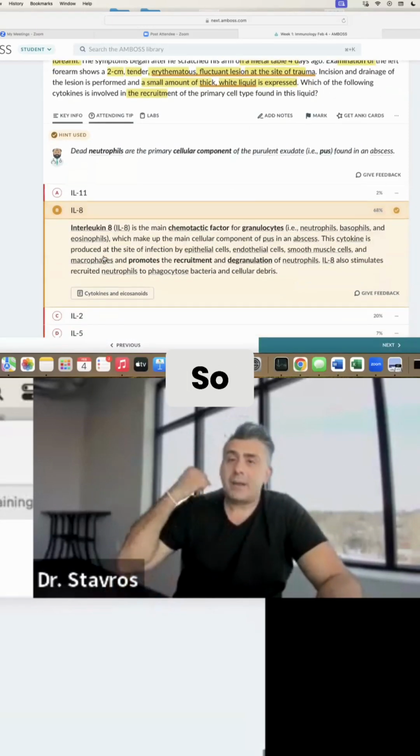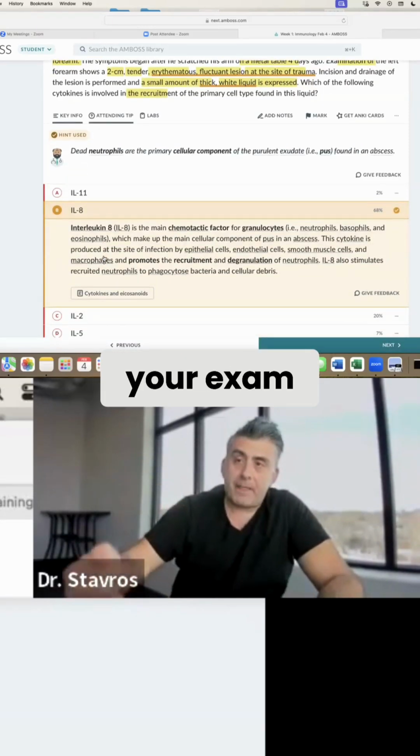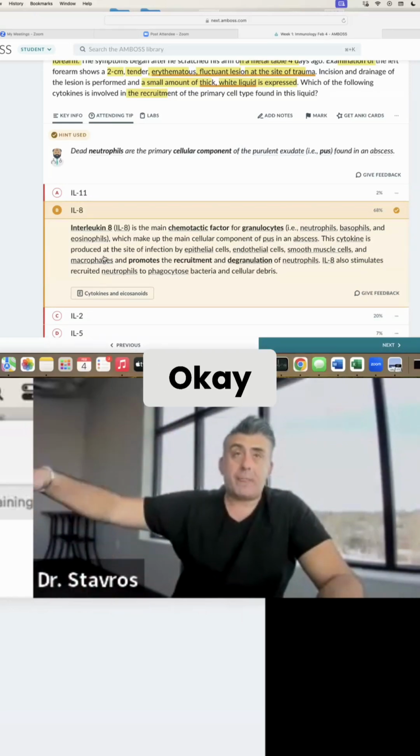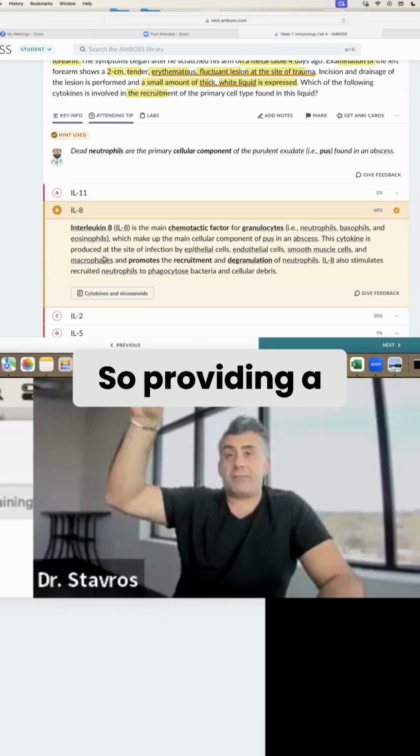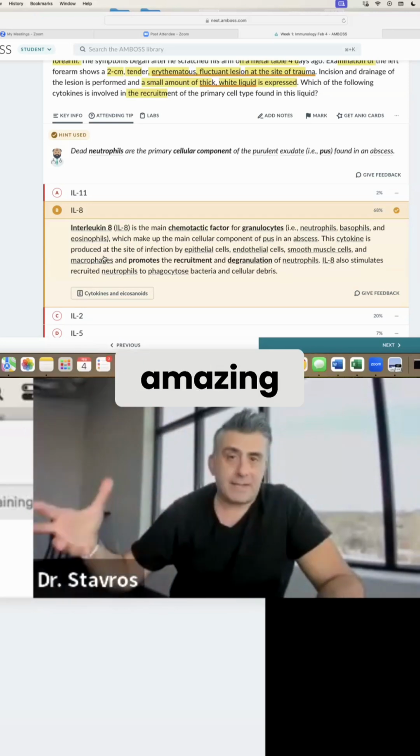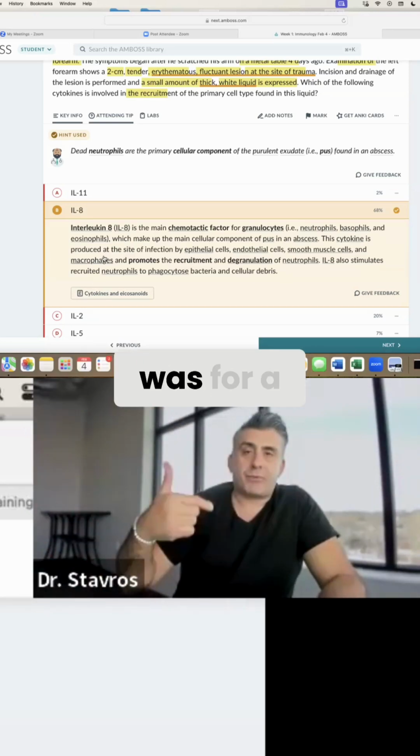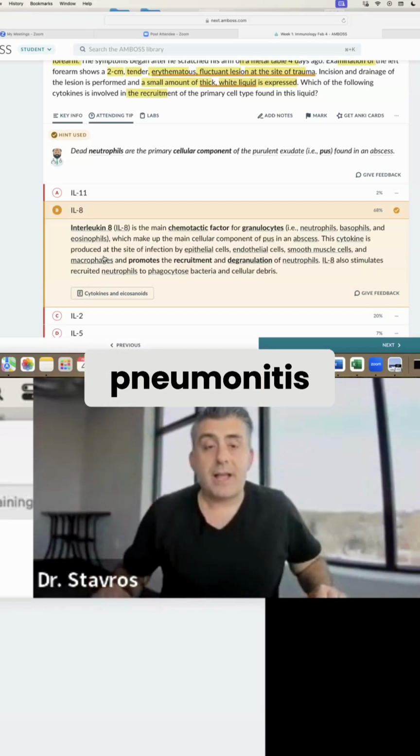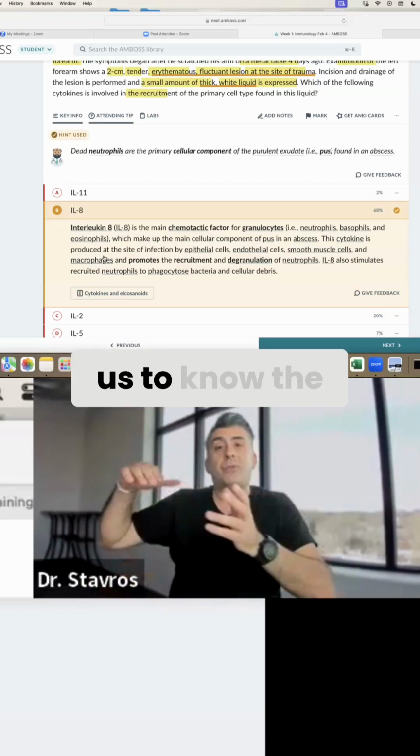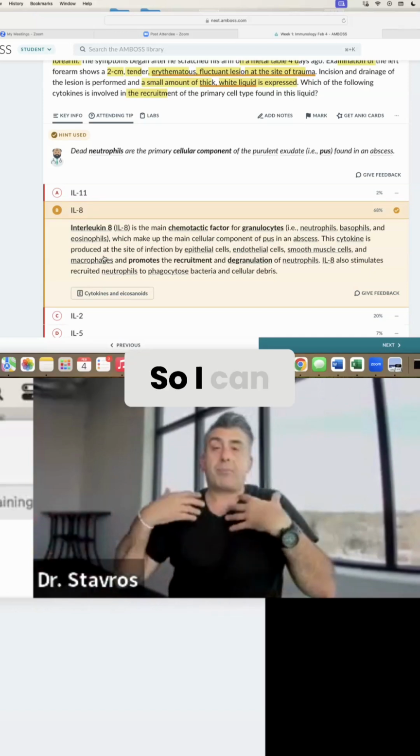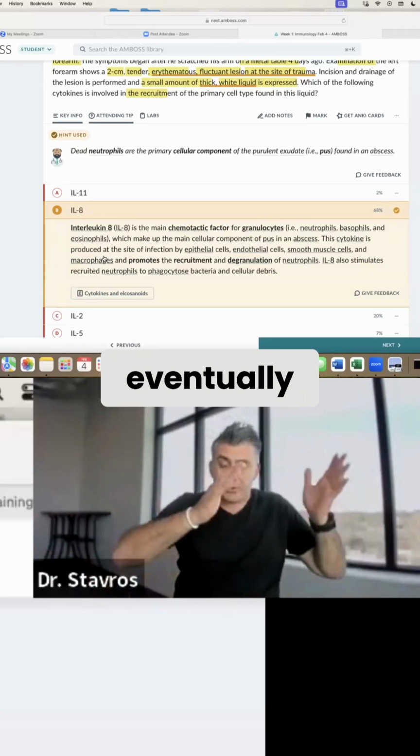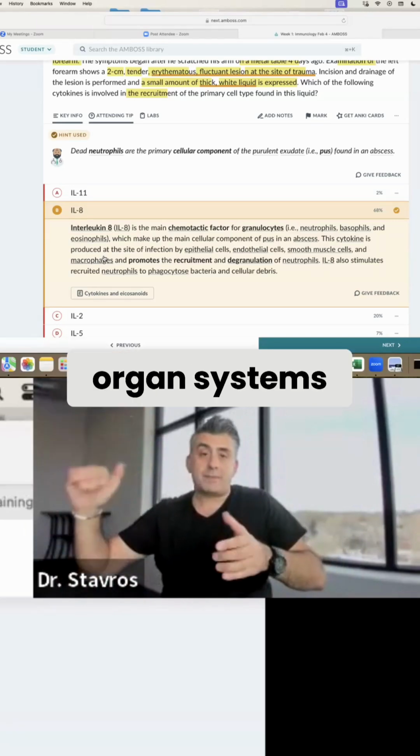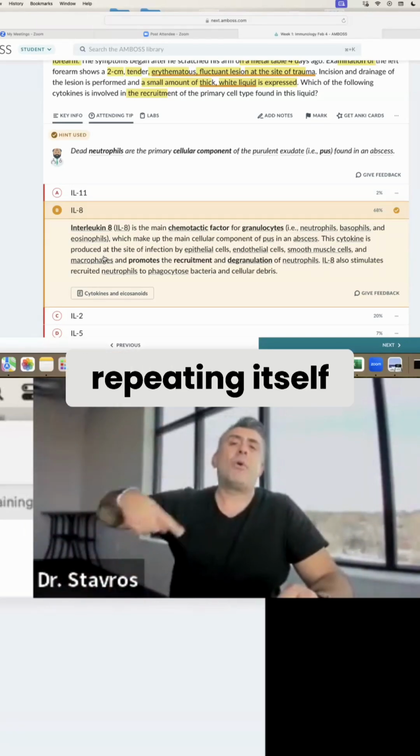So I can promise you're going to get questions like this on your exam. Interleukin 1, 2, 5. It takes time. It does. Okay. Providing a differential or putting the piece together is amazing. But the question I showed you earlier was for a reason, that they can present to you a case like hypersensitivity pneumonitis, and then they expect us to know the other stuff, right? So I can promise you, eventually when you start doing micro with me, biochem, and all the organ systems, this keeps repeating itself over and over again.